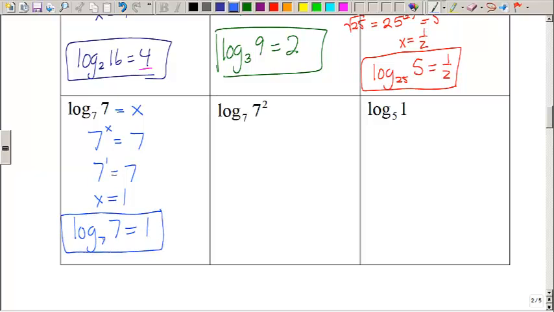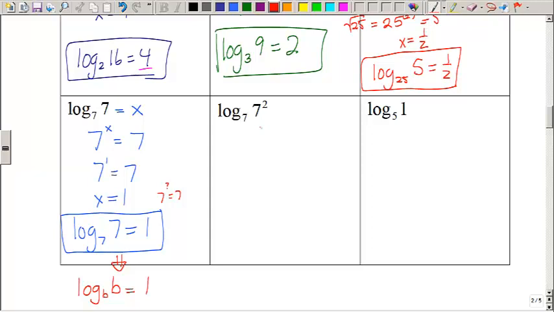Well, that's interesting. When I have my base and my argument the same, it looks like I'm getting a 1, because you're thinking in your head, 7 to the what is 7? Well, 1. So this actually can be generalized to a rule, and the rule is log base b of b will always be equal to 1. As long as your base and your argument are the same, log base b of b is going to be equal to 1.